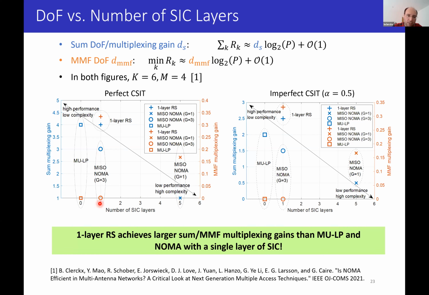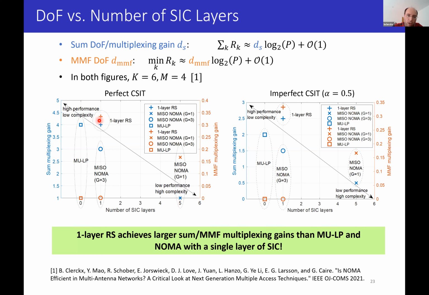The bottom line is, as you increase the number of SIC, you see that your sum DOF decreases. You start from SDMA that does not need any SIC, you have good sum DOF, then you increase the number of SIC, you get something that is worse, and you go to even higher number of SIC, and you have an even worse sum DOF. So in other words, you increase the complexity of the receiver, and what you get in return is a slope of the sum rate that decreases. That's definitely an inefficient design.